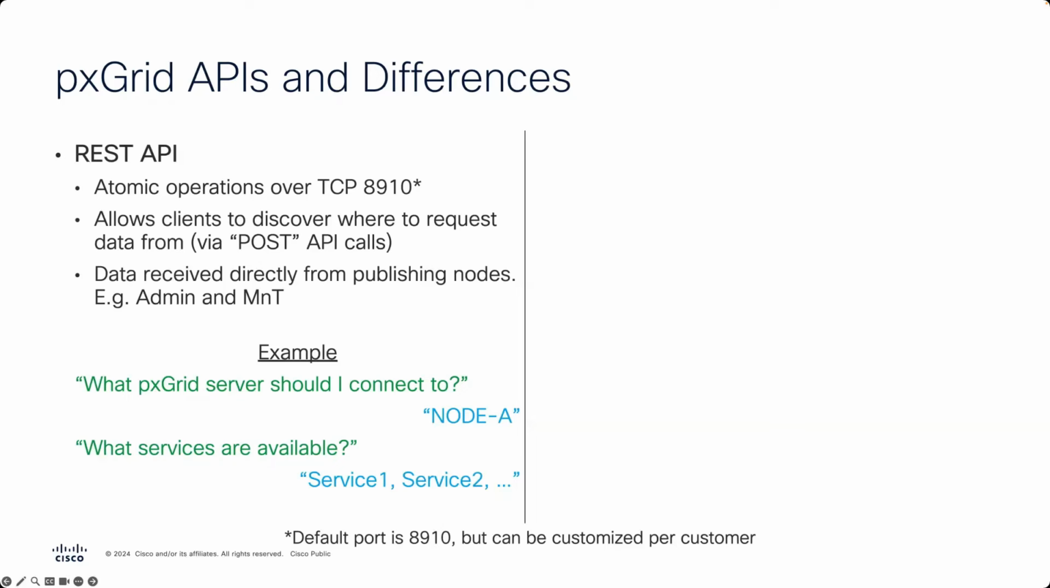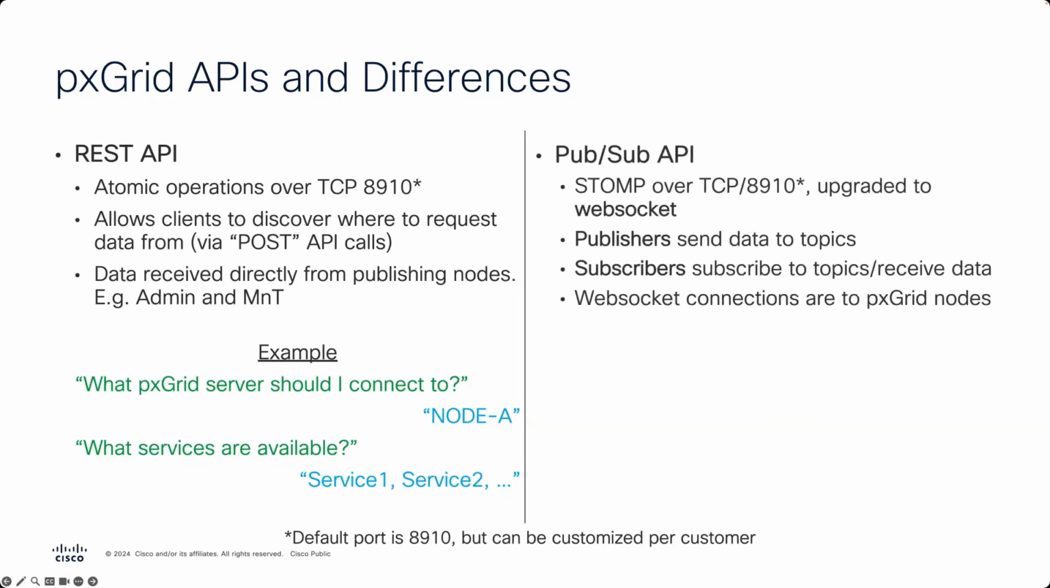And now that I learned that information, I can say, okay, what services are available on node A? And in this case, I would get a response back saying service A or service 1, service 2, etc. are available. Once I have learned that information, I can then say, I want to establish a WebSocket connection, aka use the publisher and subscriber APIs.